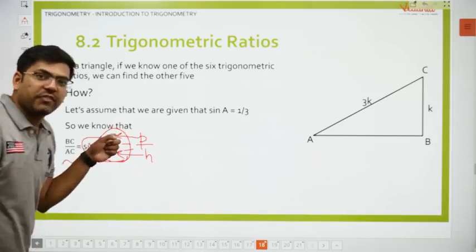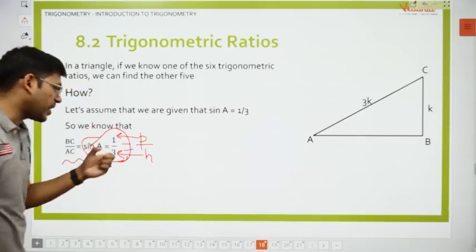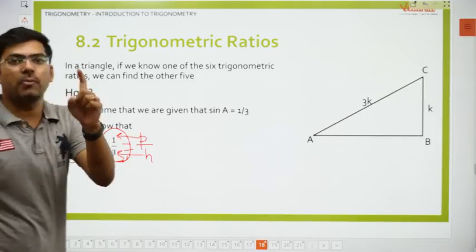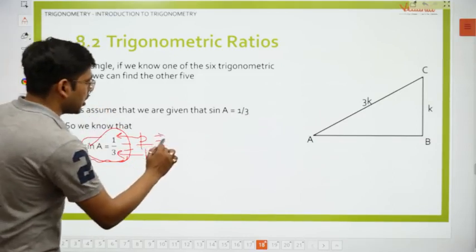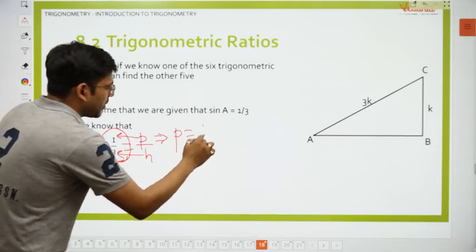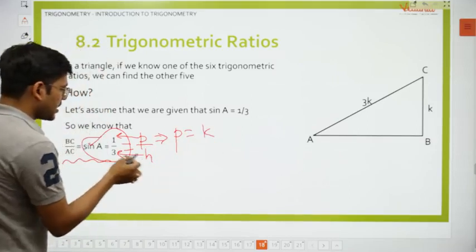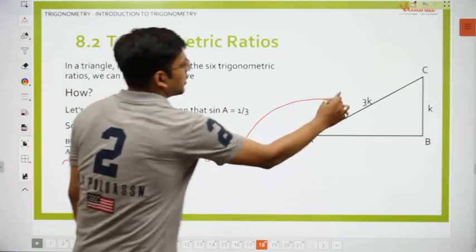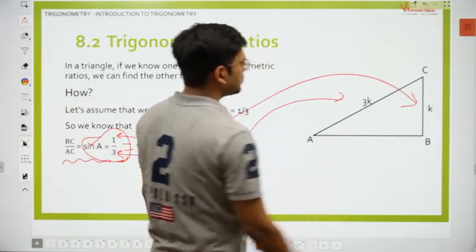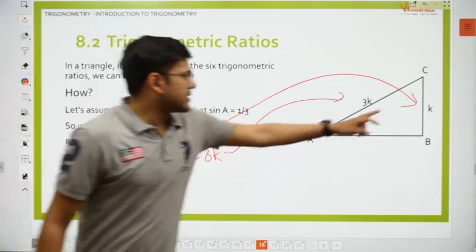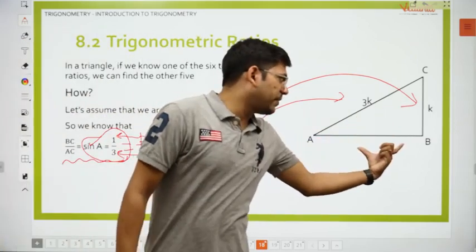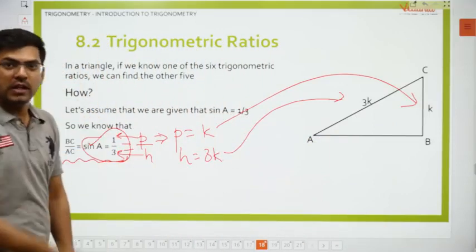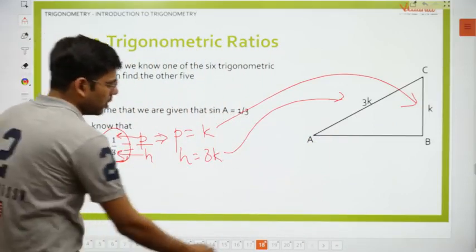But whenever we are given any ratio, we do not take the value directly. We always take it in the form of a variable. This implies P becomes 1k, that is k, and H becomes 3k. That's why we have taken this value. Did you get it? Once k and 3k are known, we can easily get AB using the Pythagoras theorem, and then solve just like what we did now.